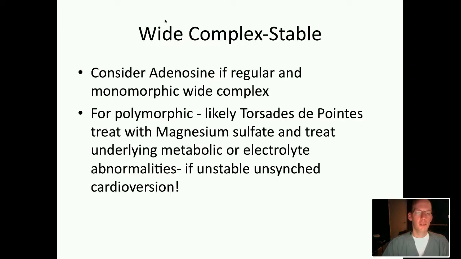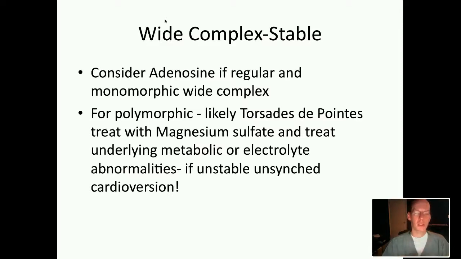So, the first line drug for stable tachycardias is adenosine. Now, adenosine is used for regular, monomorphic wide complex tachycardias. So you've got a regular monomorphic tachycardia. It's either VT with a pulse, or more likely an aberrantly conducted SVT. Adenosine is appropriate to give because you have about a 90% chance of converting these patients if you use that as your first-line agent.